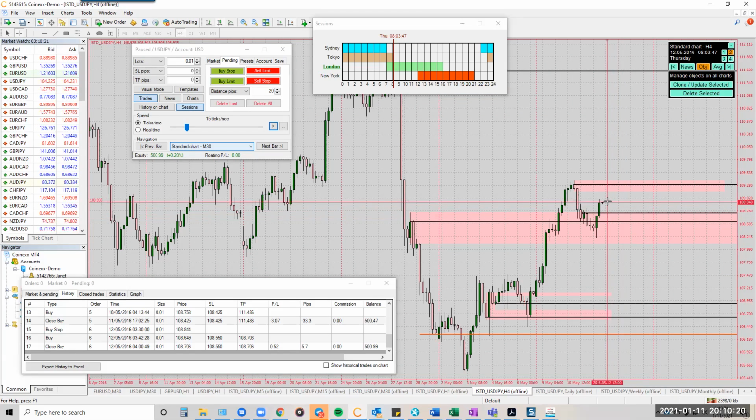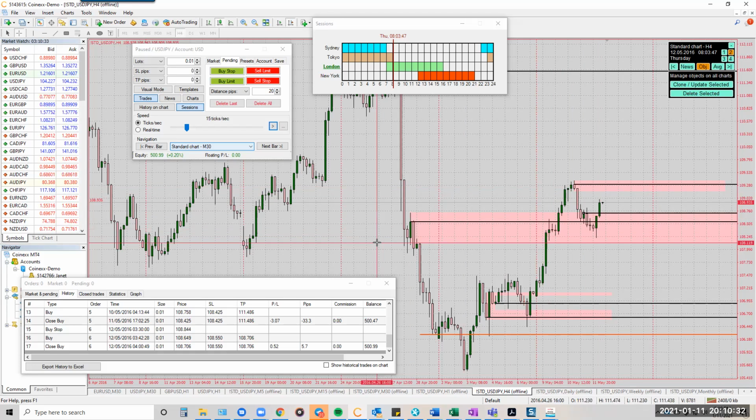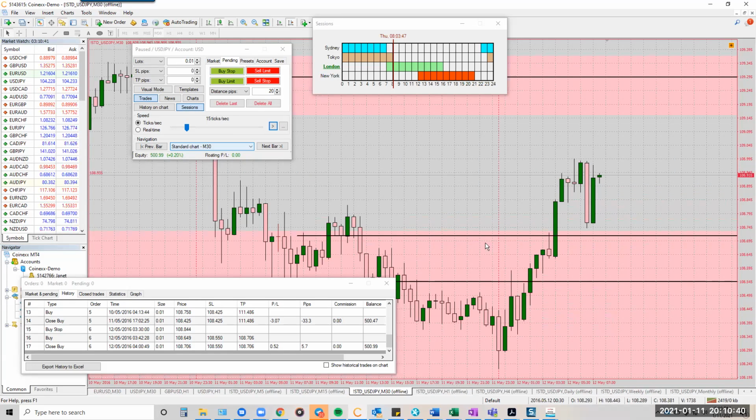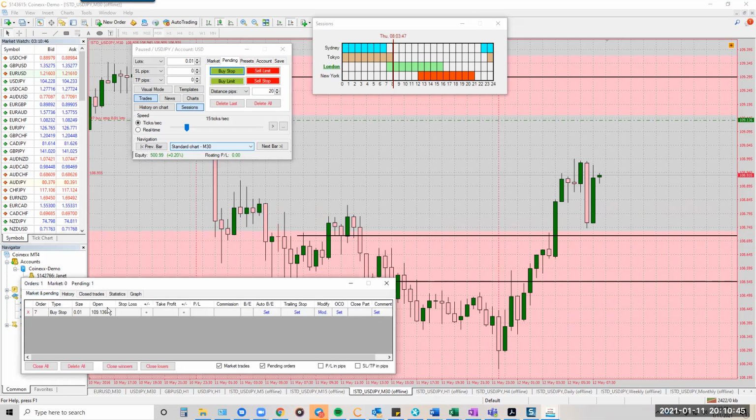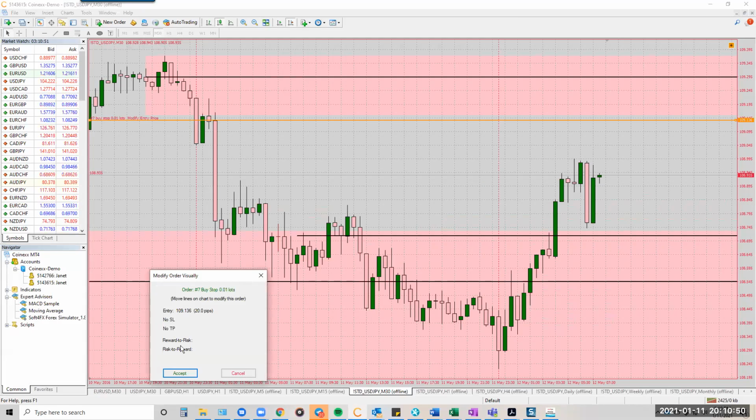I don't have a zone in the middle of here. My next 4-hour actually could be here or here. But what I'm going to do is put this in, and I'm going to theoretically think it's going up to this 4-hour. So I'm going to jump back to the 30 minutes. I'm going to put a buy stop in here. And we're going to modify this one. And let's bring this down here. We're going to accept this.